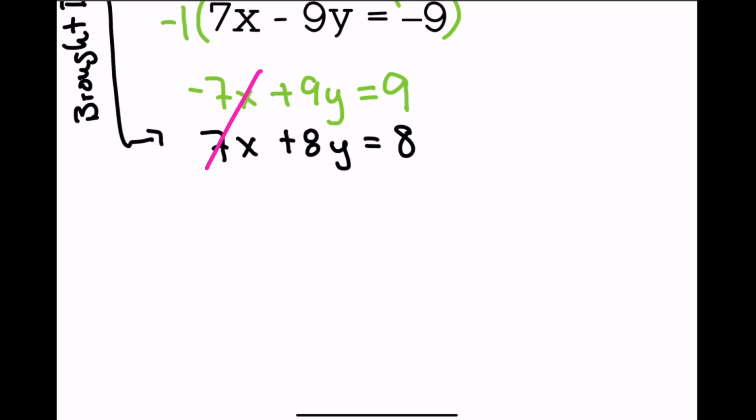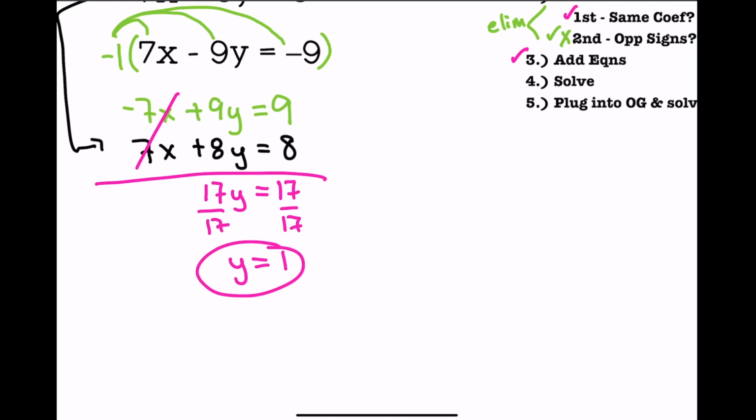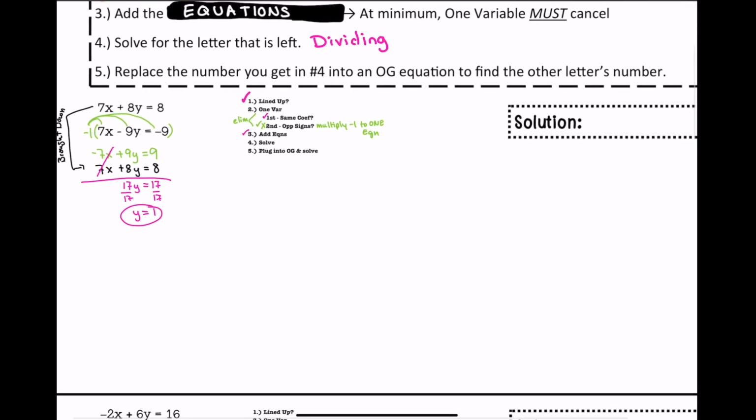So we've done that. Now we can add our equations. Let's do it. X's are eliminated. They no longer exist. So now we have 17y equals, 9 plus 8 is 17. Divide that 17 away on both sides. This leaves us with y equals 1. So our solution so far is 1, because remember, solutions need to be in x comma y. We just found y. Hey-o.